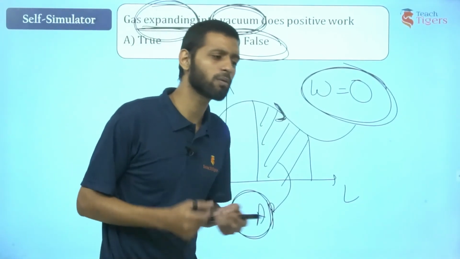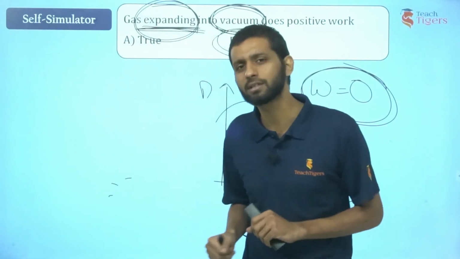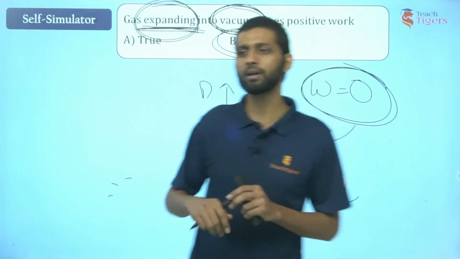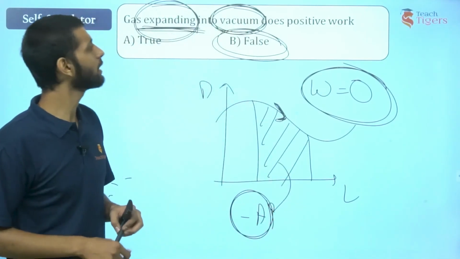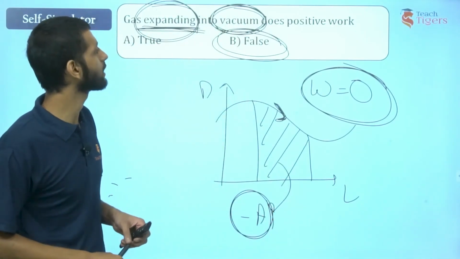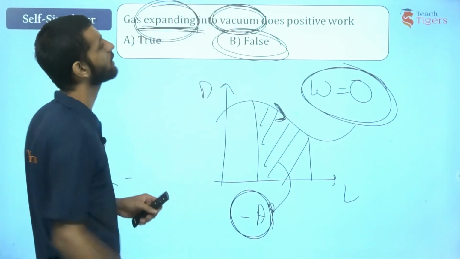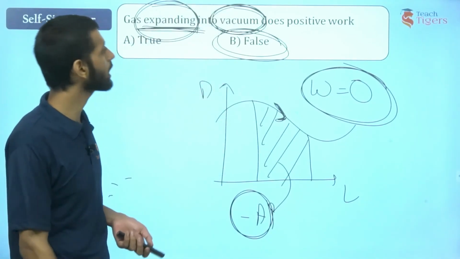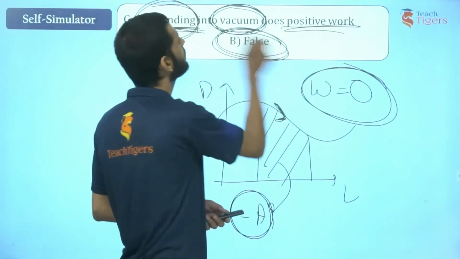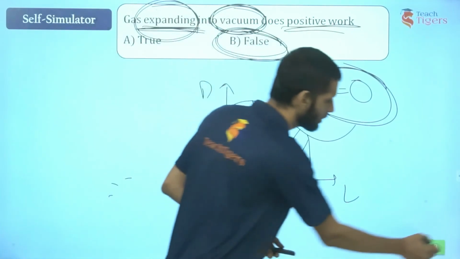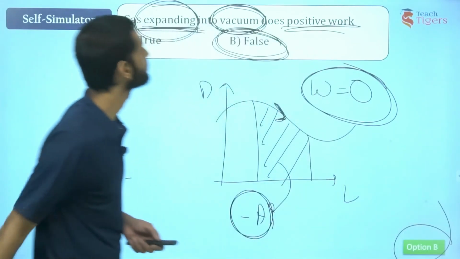You always have to have a little bit of difference to do some work. If everyone is along with you, you're not doing any work. You're not doing any work if you're not going against something. So going against vacuum, work done is 0. It's not positive. The answer is B.